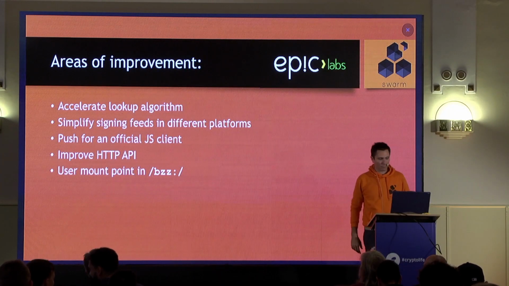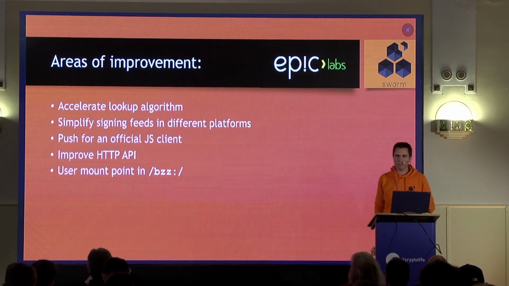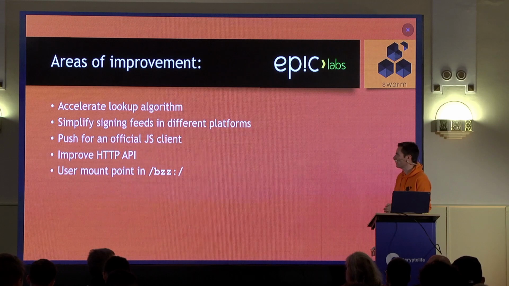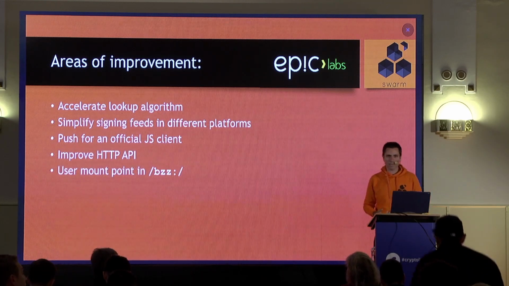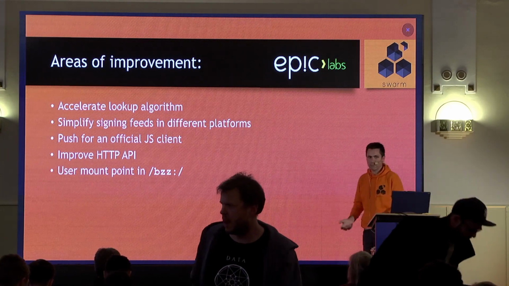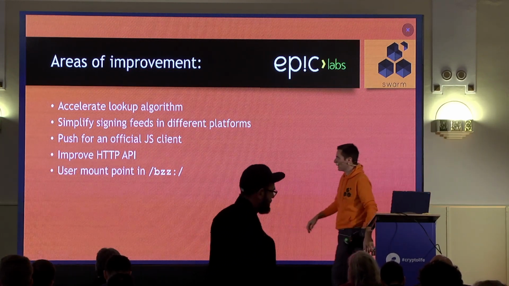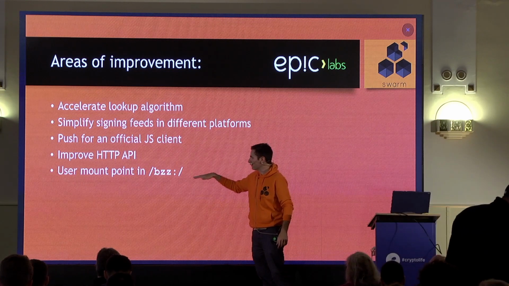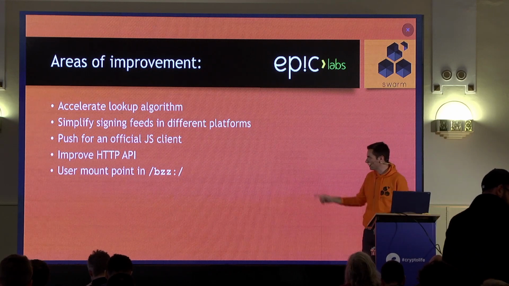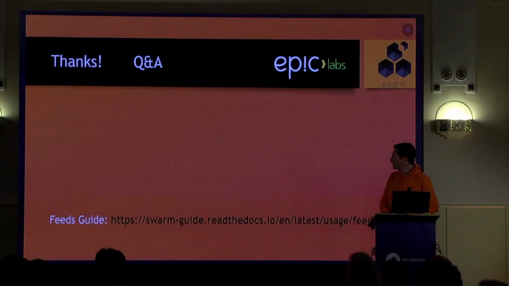Okay, so areas of improvement, and with this I finish. We need to accelerate that lookup algorithm. So some of the bugs that you have seen maybe relate to that. We need to simplify how to sign feed update. We'd like to have an official JS client that everybody can work with. Improve the HTTP API, which has complexities, okay, and potentially, you know, have a way to add a user mount point. This is hard to explain, but it would allow to browse feeds much more easily under that BCC endpoint. And with that, thank you very much.